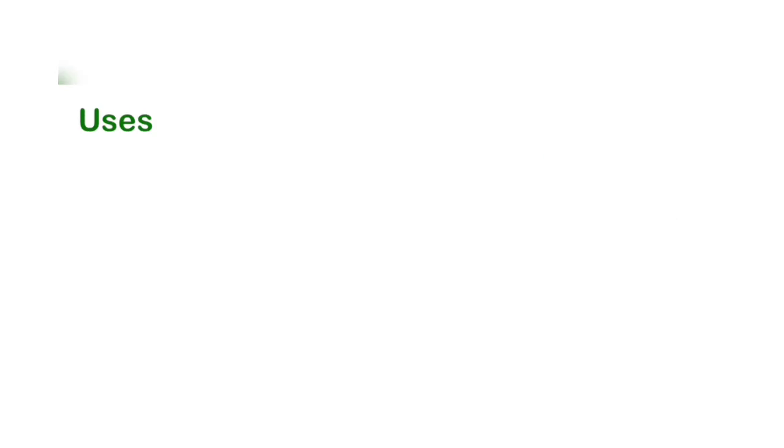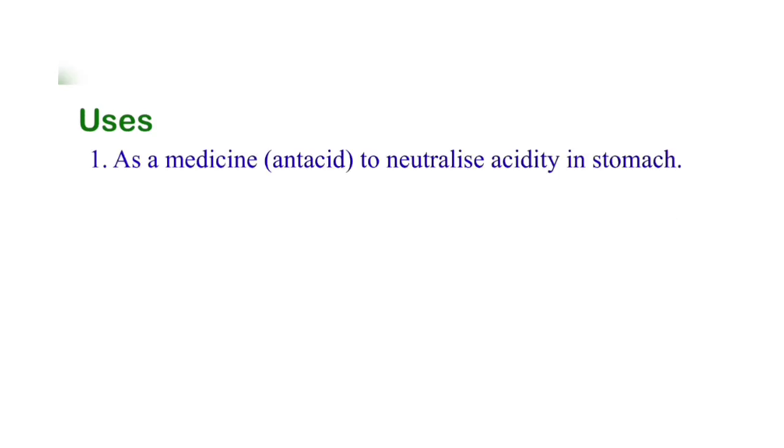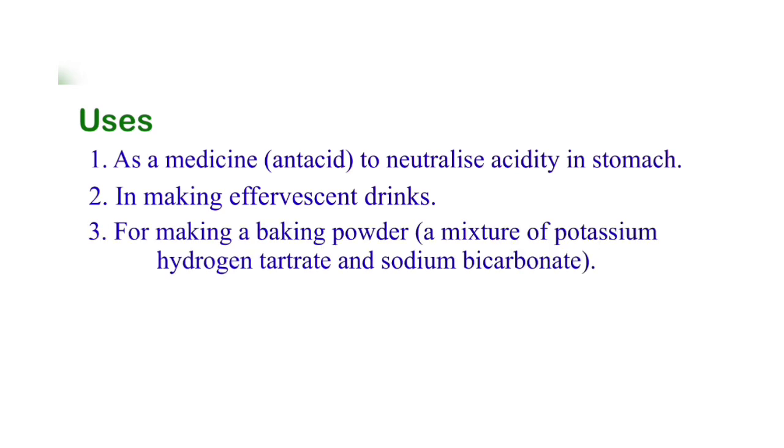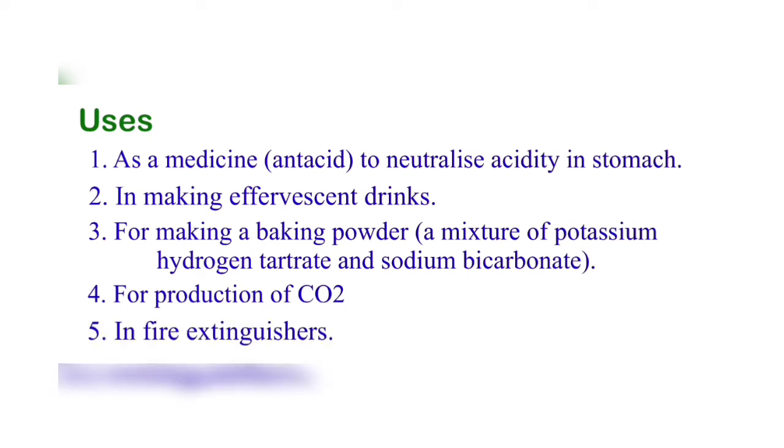Next, we will study the uses of sodium hydrogen carbonate. It is used as an antacid to neutralize acidity in the stomach. It is used in making effervescent drinks. It is also used in making baking powder, which is a mixture of potassium hydrogen tartrate and sodium bicarbonate. Carbon dioxide produced during this reaction can cause bread or cake to rise, making them soft and spongy. It is also used in soda-acid fire extinguishers. That's all about baking soda or sodium hydrogen carbonate.